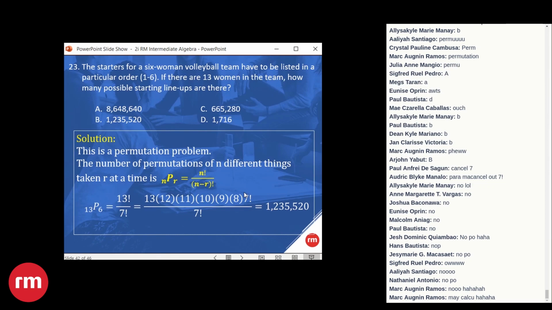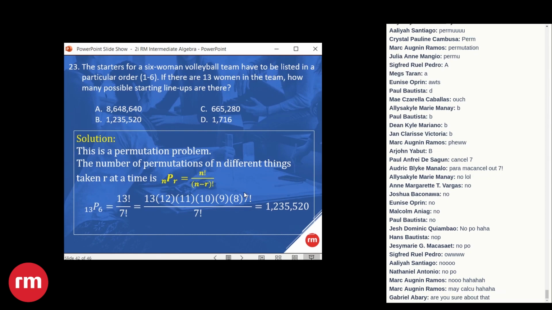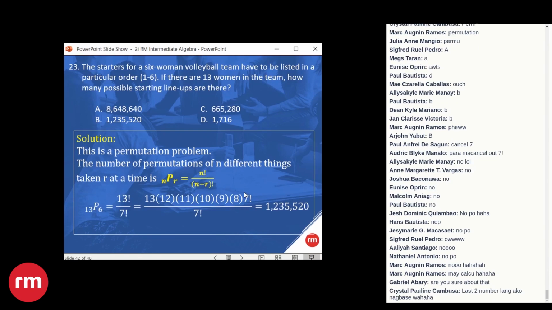Okay? So, may calculator kayo. I knew you'd use calculator. This is an online exam. So, okay lang naman yan. Are you sure about that? Yes. I am pretty sure about that.